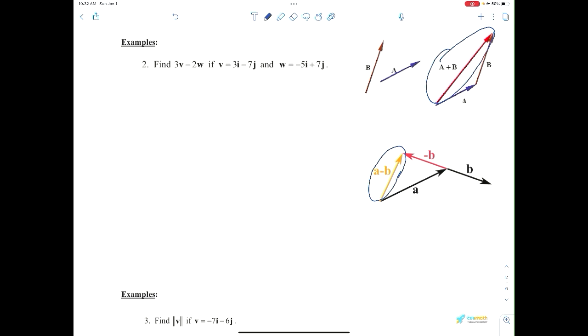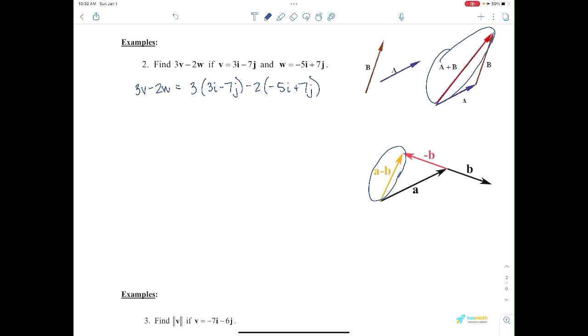So if we take 3v minus 2w, let's look at some of the algebraic ways we can find this. Well, we know what v is, so 3, and we plug in v, that would be 3i minus 7j, minus 2, and w is negative 5i plus 7j.